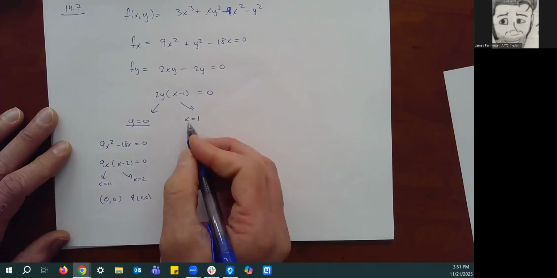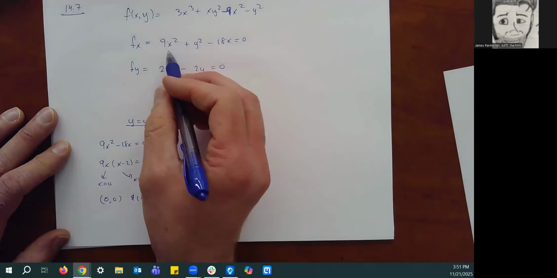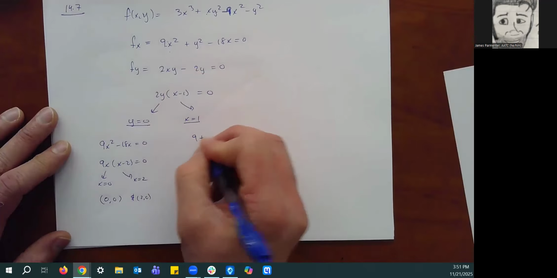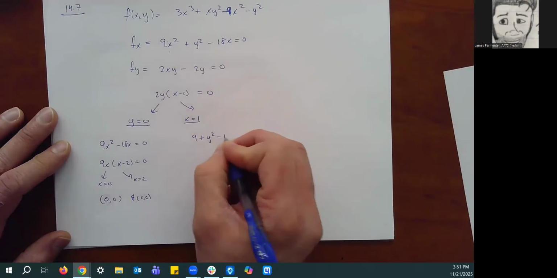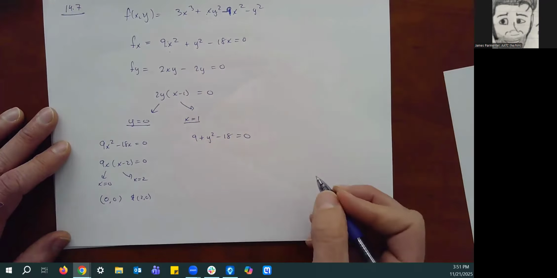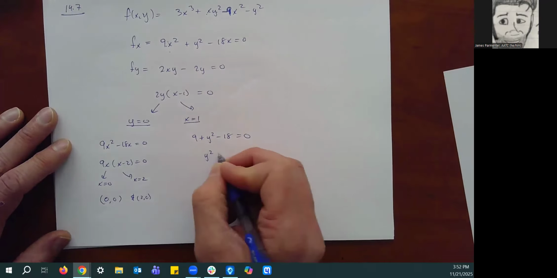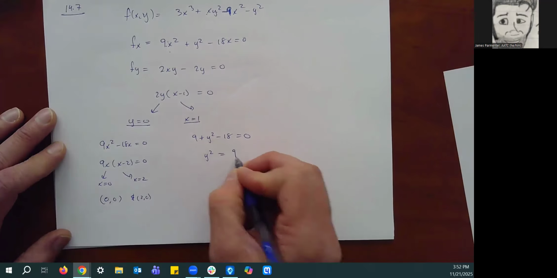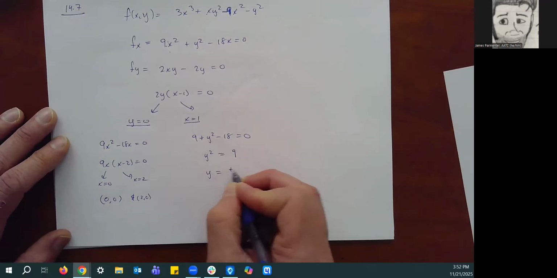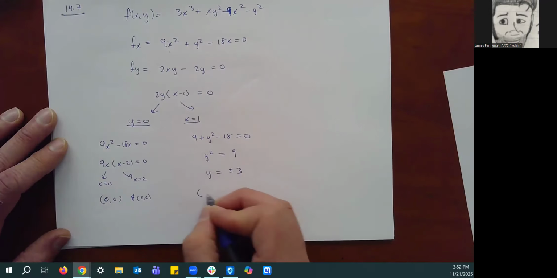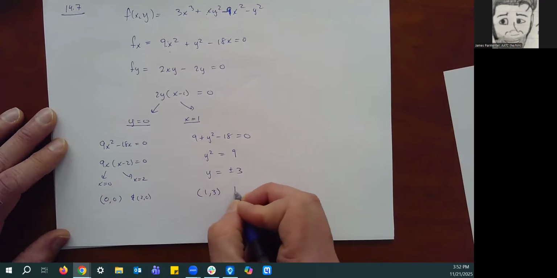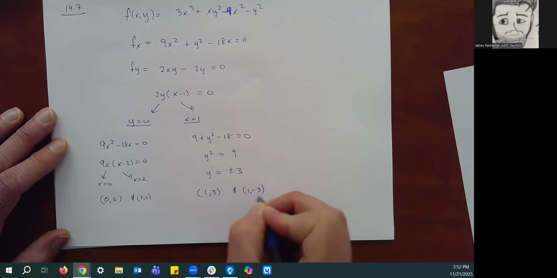But then if we plug in x equal to 1, we're going to get 9 plus y squared minus 18 equal to 0. So we're going to get y squared equal to positive 9, so y is equal to plus or minus 3. So my other two critical points are (1, 3) and (1, negative 3).